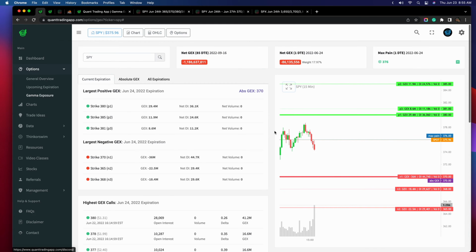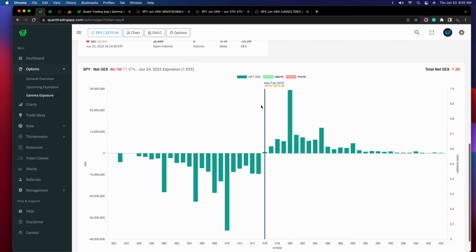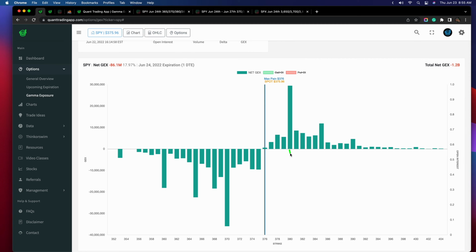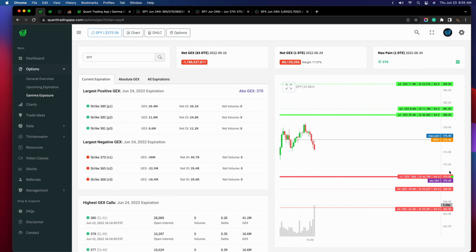So to close this right here, we can scroll down and see the same information on this graph. This is showing us the 380 strike, and this is showing us the 370 strike. And then again, that's what's showing right here. Here's 370 and here's 380. So the market is currently in between those two strikes, right?